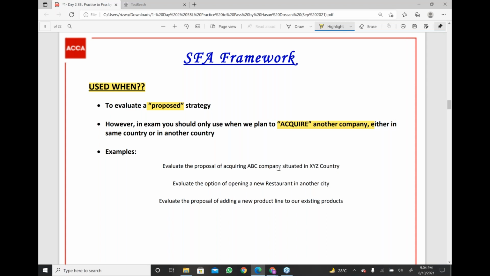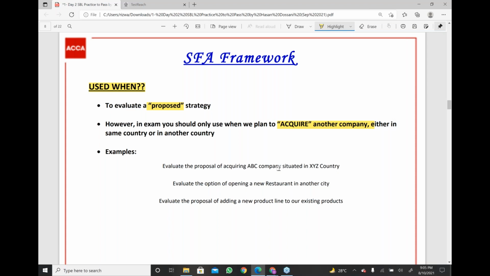Because SFA is a lengthy, time-consuming model. At least it should be 14-15 marks worth, then only you should do this model properly. So generally, when a question talks about acquisition, acquiring another company, then definitely go for SFA. But if the question just talks about some other proposed strategy like launching a new product or opening a new branch, this doesn't involve any acquisition, then please don't use SFA. You will actually get stuck in the middle of the question. So just don't use SFA for non-acquisition questions.